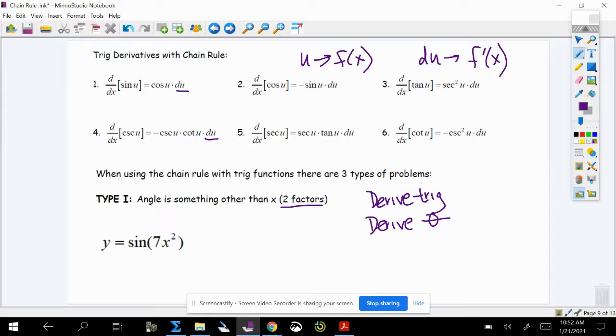To be honest, I usually do the angle derivative first because I like to put it in the front. So with this one right here, the derivative of the angle, the derivative of 7x squared is 14x, and the derivative of sine is cosine. The angle will not change in that trig function. So when I derive sine, I get cosine, but the angle that was 7x squared remains 7x squared. And you'll notice that from your work up here. Whatever that angle started as, it can't change. We don't have the power to change angles.